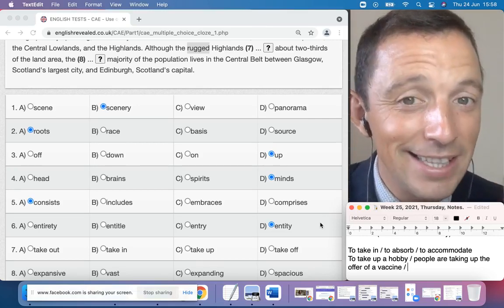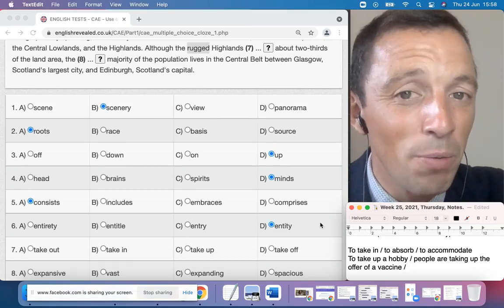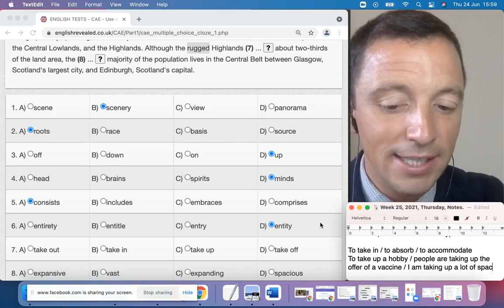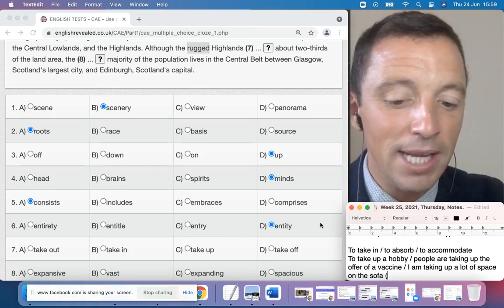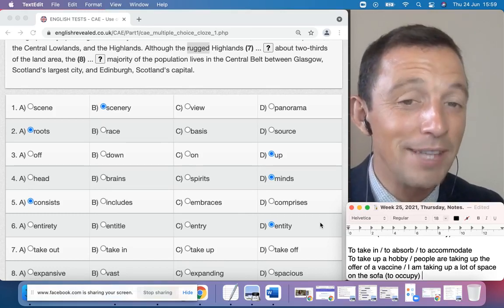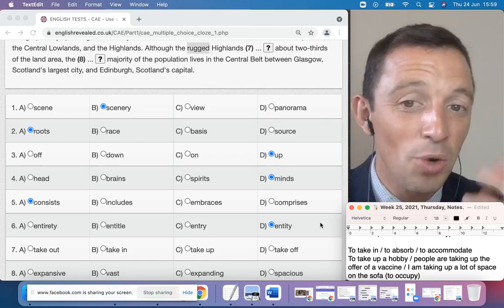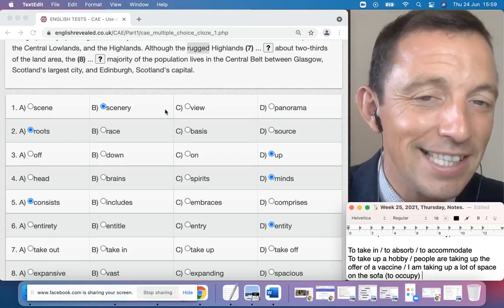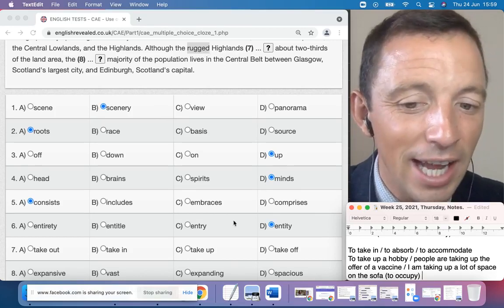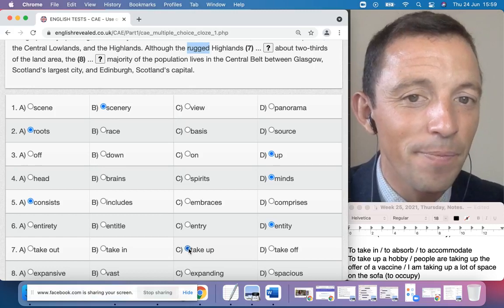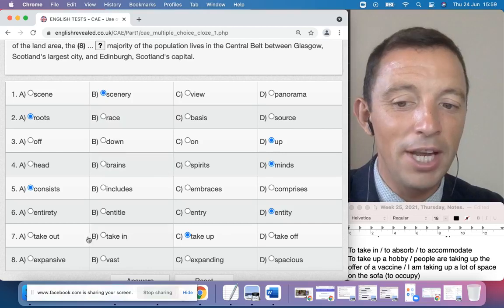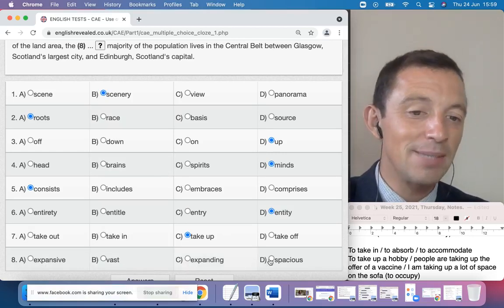And finally, the third possibility with take up, and it's very appropriate for this question. For example, I am taking up a lot of space on the sofa, and that really means to occupy. Okay, so I am occupying a lot of space on the sofa. I am taking up a lot of space on the sofa. So in that context, to occupy, this is the most appropriate answer. So the highlands, the rugged or wild highlands, take up, they occupy about 2/3 of the land area.